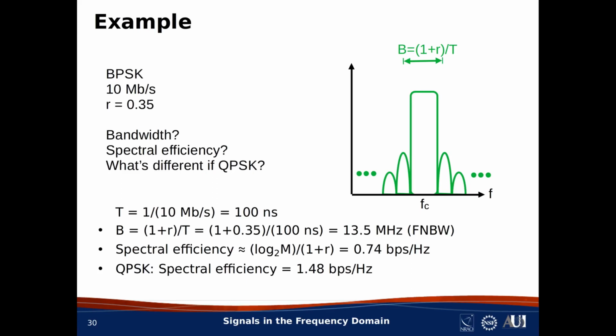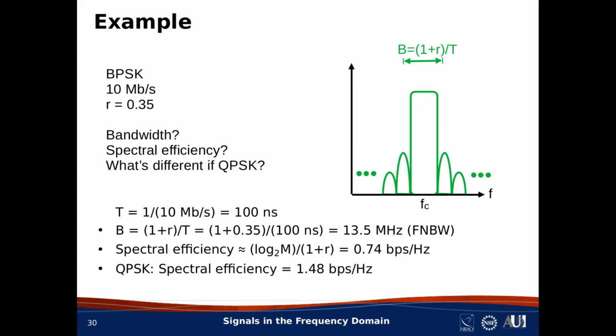Now, we really can't point to those bits in the spectrum, but nevertheless, this number tells us how efficient our use of spectrum is. Finally, what happens if we change to QPSK? Well, the only thing that changes is we go from 2 symbols in the constellation to 4 symbols in the constellation, which means we're sending 2 bits at a time as opposed to just 1 bit at a time.